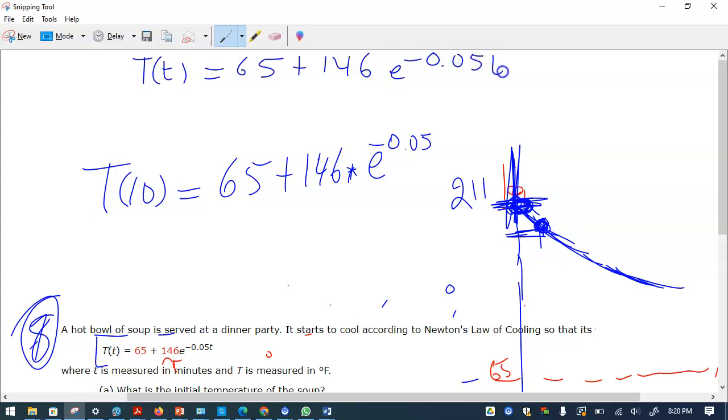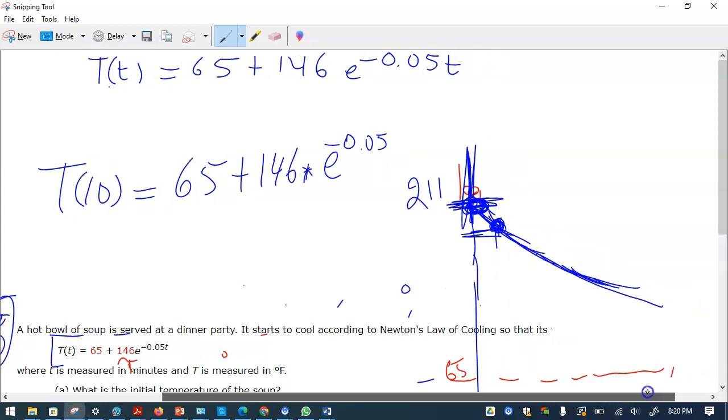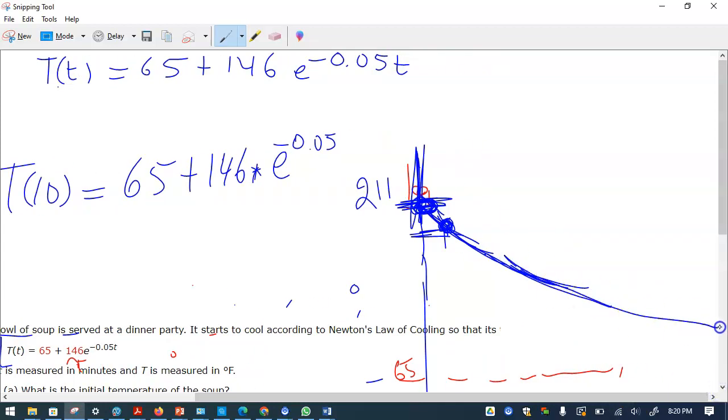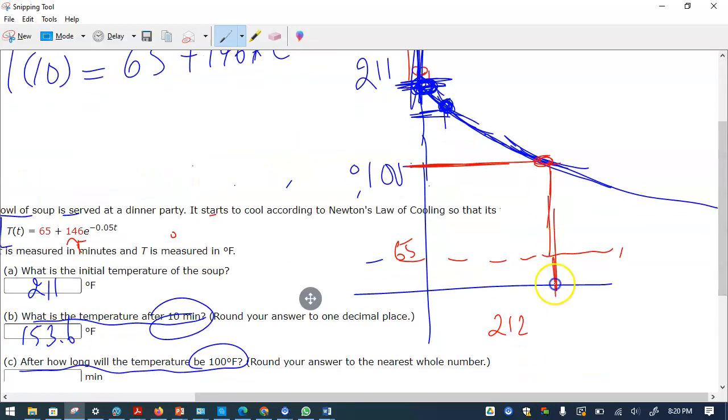We need to know after how many minutes the temperature will be 100 degrees Fahrenheit. That means suppose the temperature is going down and down like this. If you see this part, 100 maybe is somewhere here. So we want to know when this temperature will be reached. Our question is, we need to know what this T is, after how many minutes the temperature will be 100 degrees Fahrenheit.